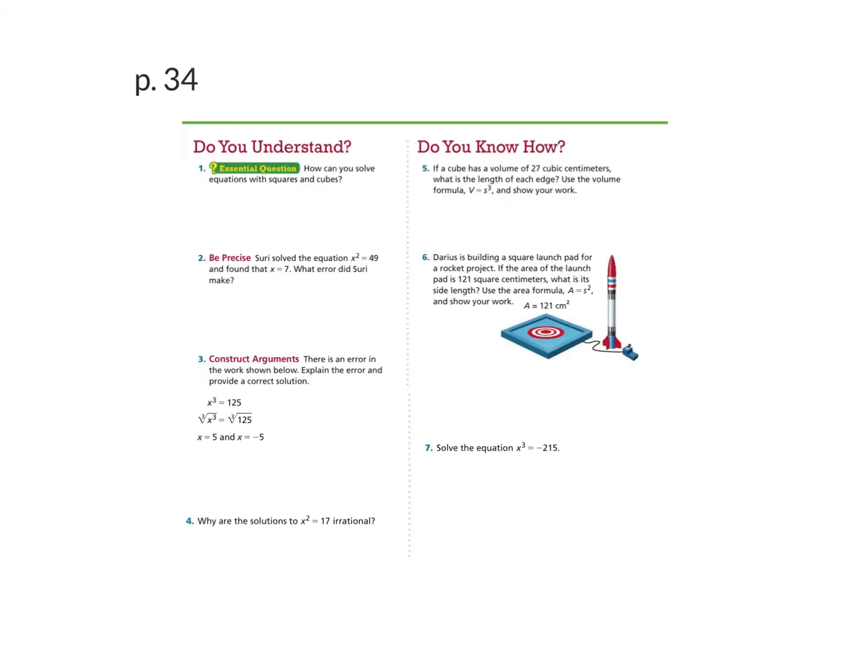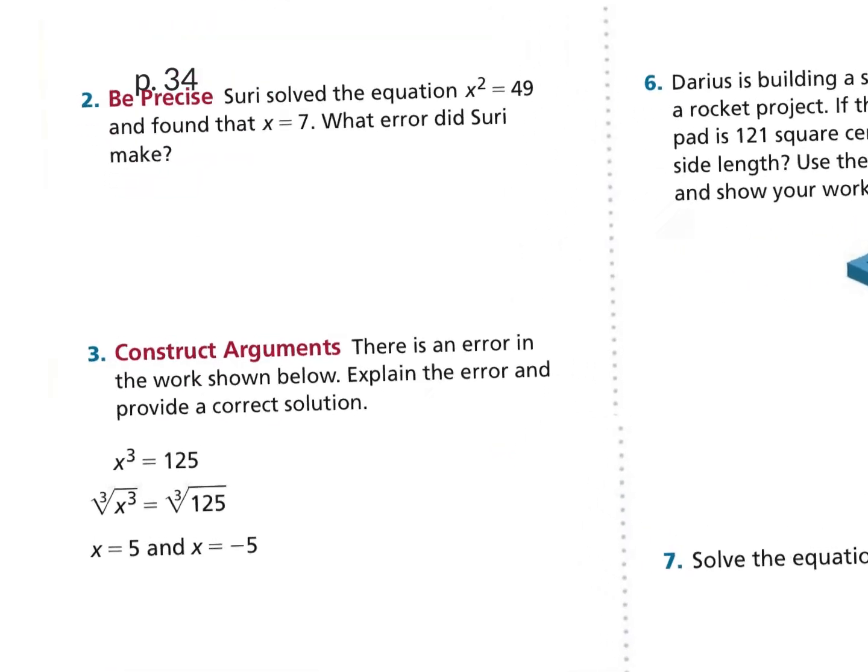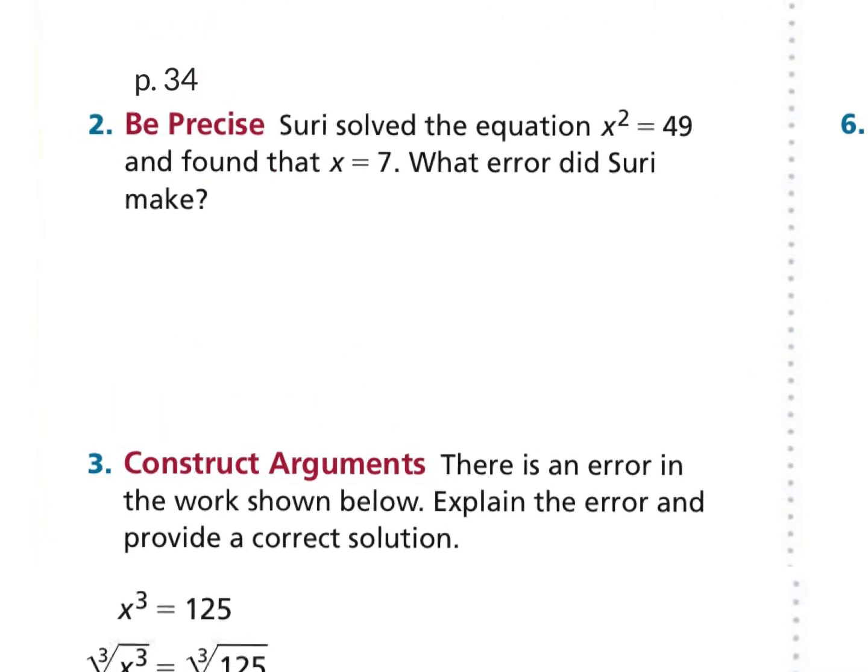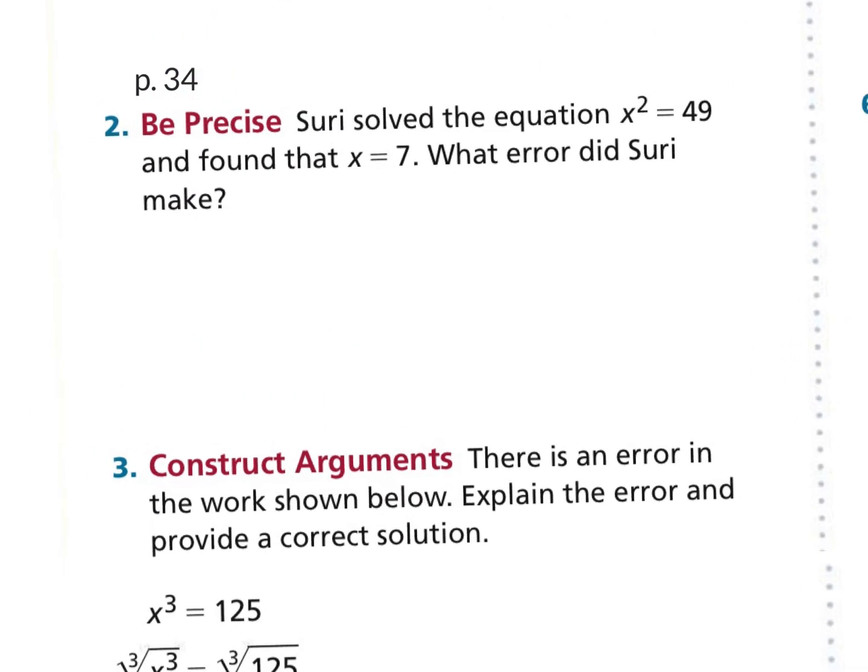So if we look at the Do You Understand, number 2: Surrey solved the equation x squared equals 49 and found that x equals 7. What error did Surrey make?